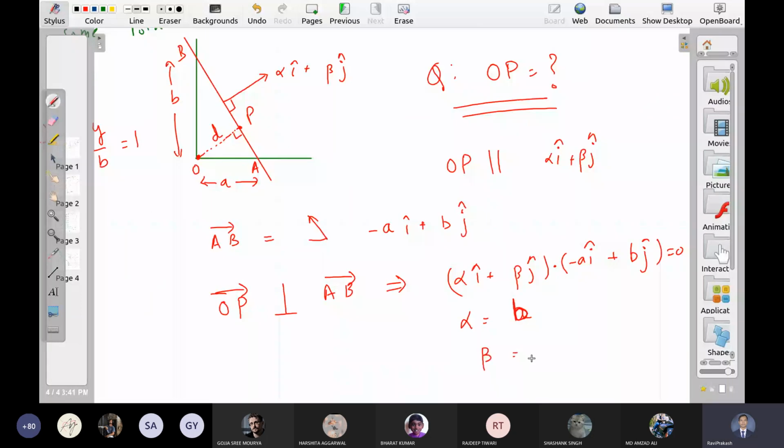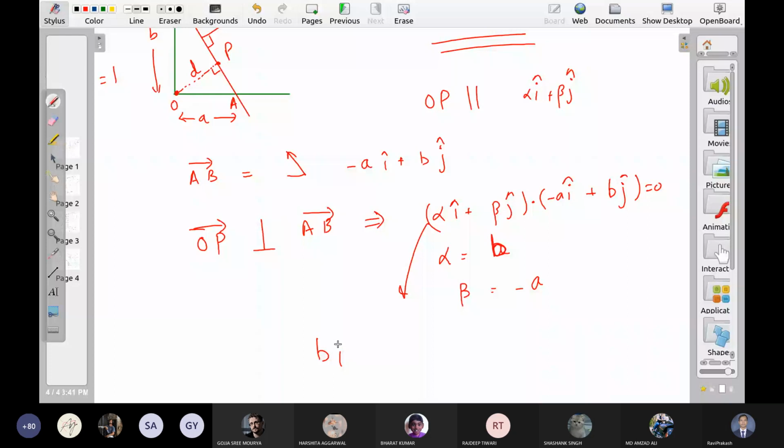Now you can check. So what is this vector now? B i cap plus A j cap. So this is OP. Take a dot product with AB and you get 0. Right? So we have got OP.